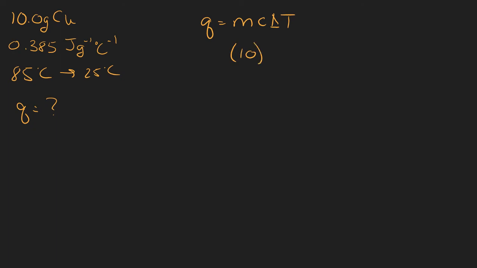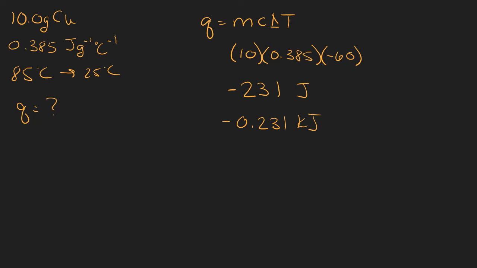So we have a mass of our object, 10 grams, times its specific heat capacity, 0.385, times the change in temperature, so final minus initial, gives us negative 60 degrees Celsius. And when you go through and calculate that information, you get negative 231 joules of energy is the heat change that occurs. How do you change that to kilojoules? If we want to change that to kilojoules, it becomes negative 0.231 kilojoules, because kilo is 1,000, so we take that decimal and move it 3 times.